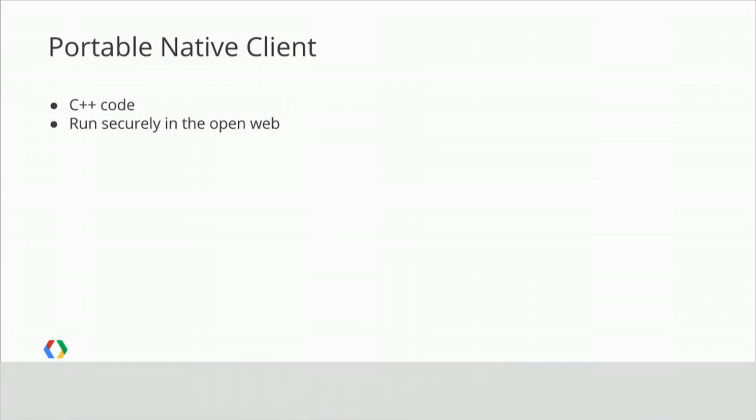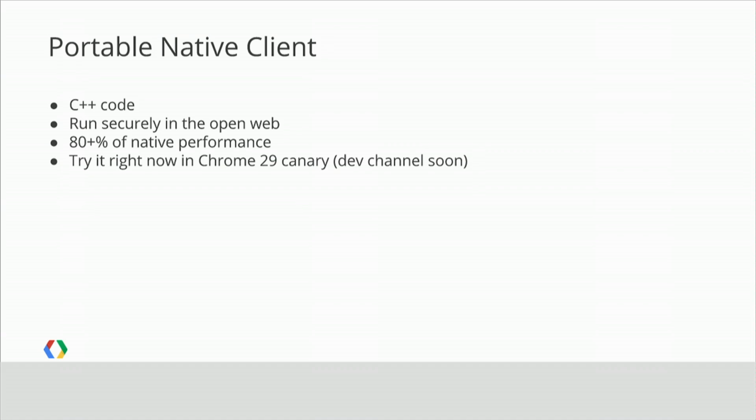So let's sum up. Native code runs securely in Chrome in the open web. 80+% of native performance, 85, 90 even in some of those examples. You can try it right now in Chrome 29 Canary and hopefully dev channel within a few days. And we're shooting for Chrome 30 as our launch.